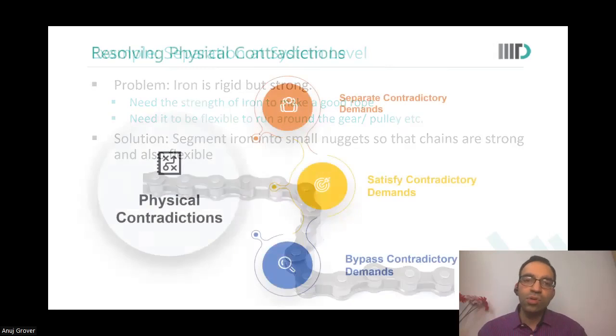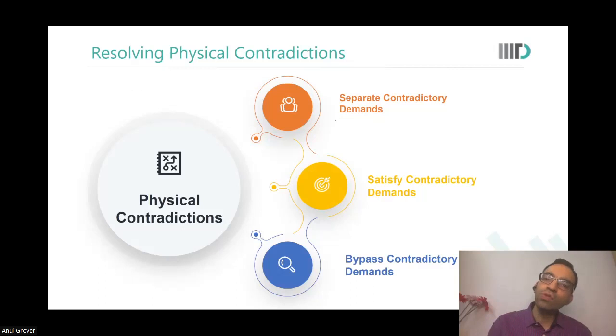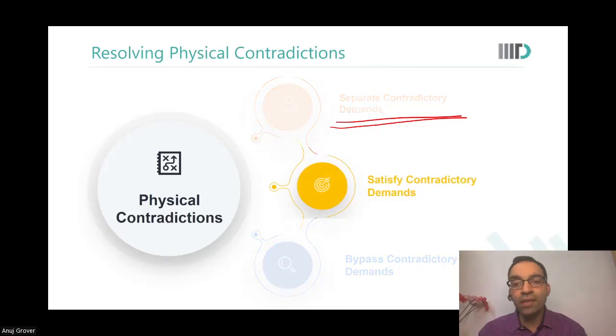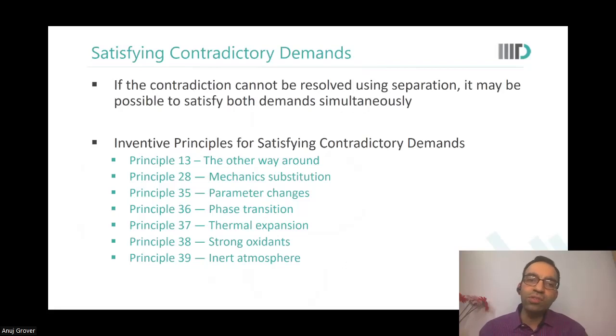Okay. Until now, we were looking at separating contradictory demands. Let us also look at satisfying contradictory demands. How do we satisfy contradictory demands? If you cannot use any of those separation methods, then we have to see if there is a possibility to satisfy both the demands. When we were separating the demands, we were still satisfying both the demands. Do you realize this? Now we are saying we are not able to separate, but even then we want to satisfy.